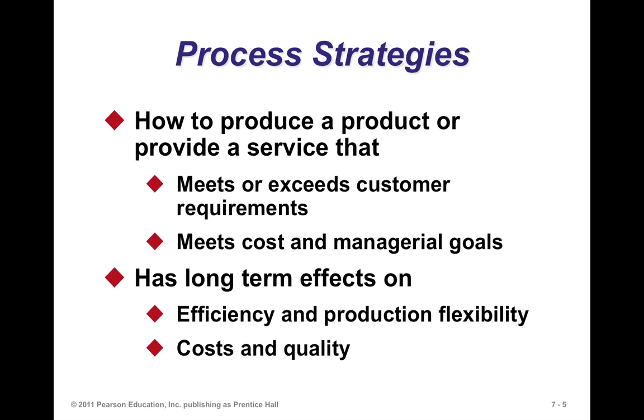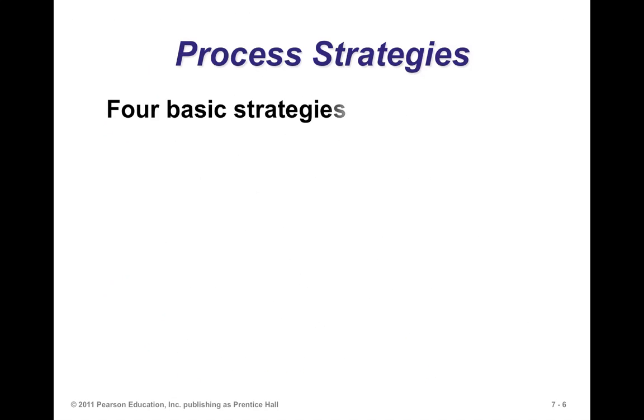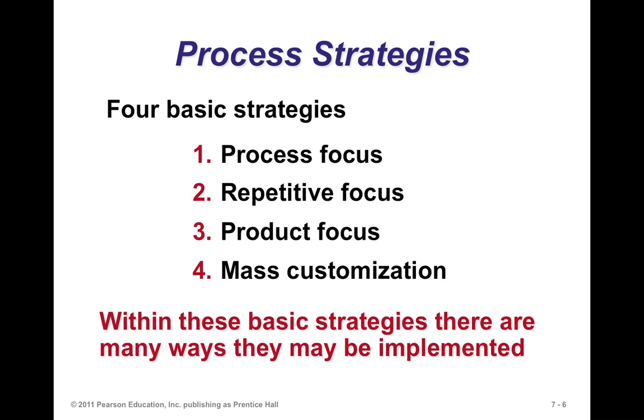different things. You have very large capital costs involved in a product focus compared to a process focus, where you have high variable costs but not as large fixed costs as a product focus type of operation. Okay. So we mentioned already that the four basic strategies are process, repetitive, product, and mass customization.